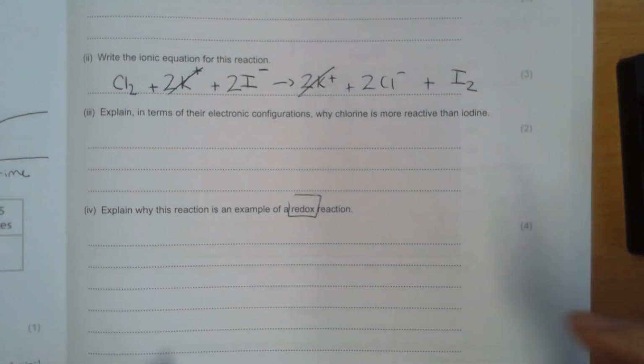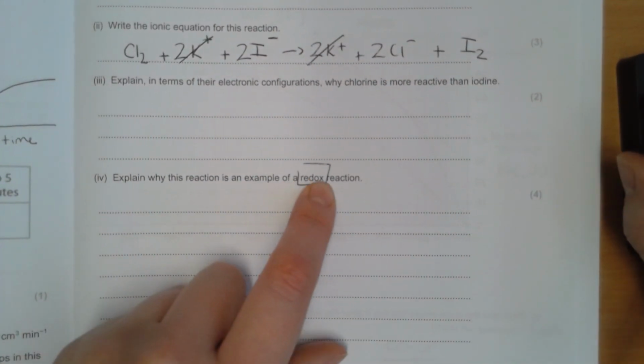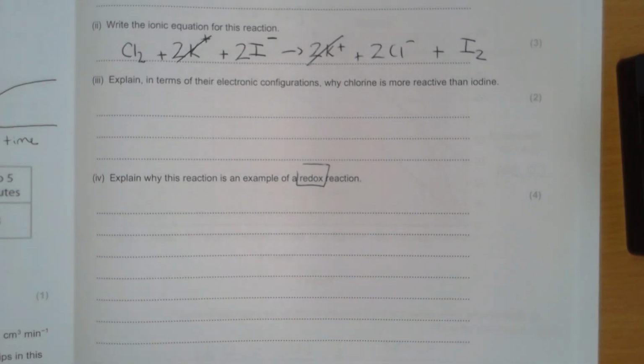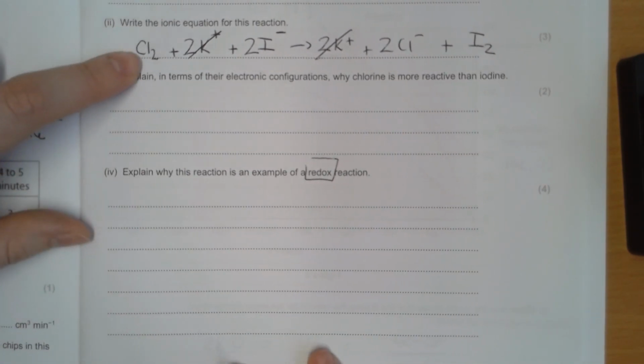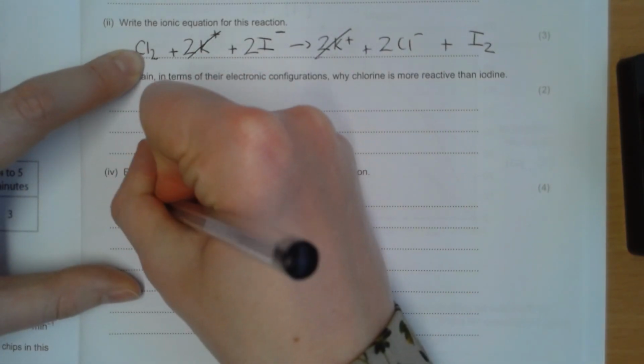So redox is the words reduction and oxidation kind of smashed together. So you need to show that something's being reduced and something is being oxidized. I think the easiest way to do this is through half equations. So what I will do is I'll take my ionic equation and I'll write one of them for chlorine.